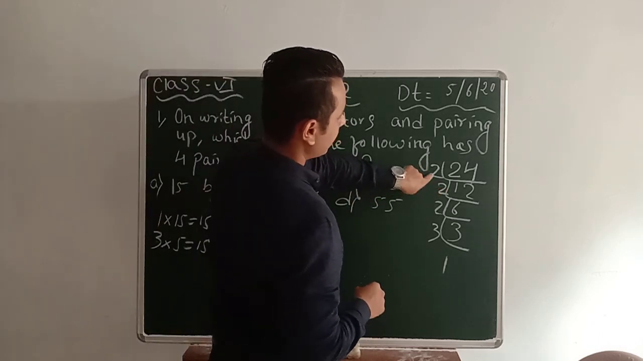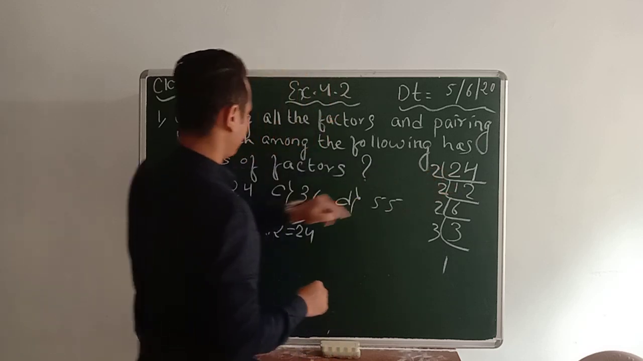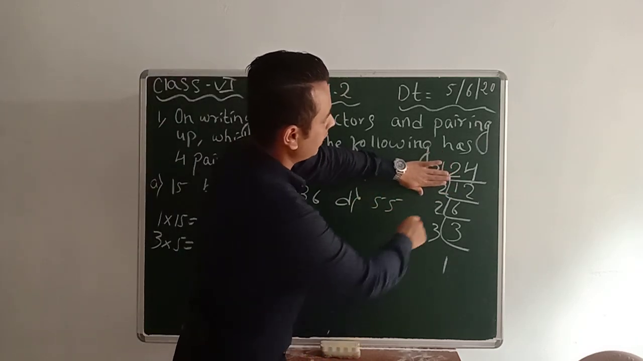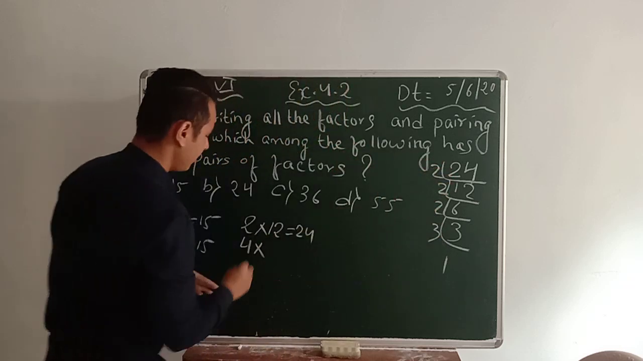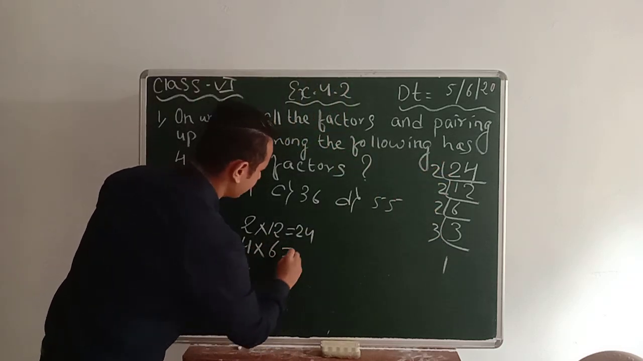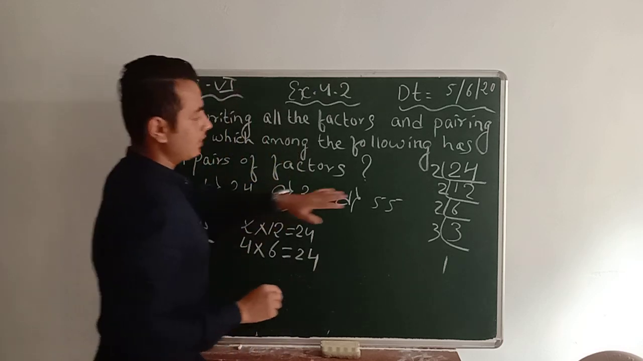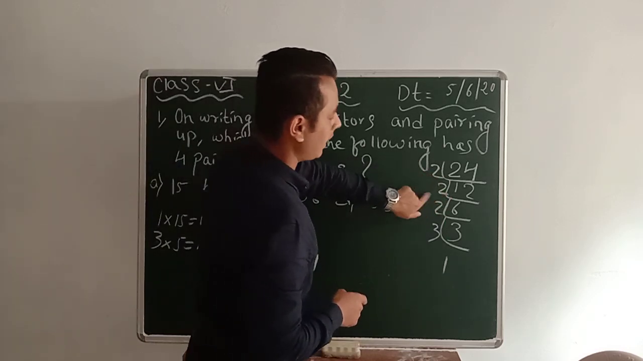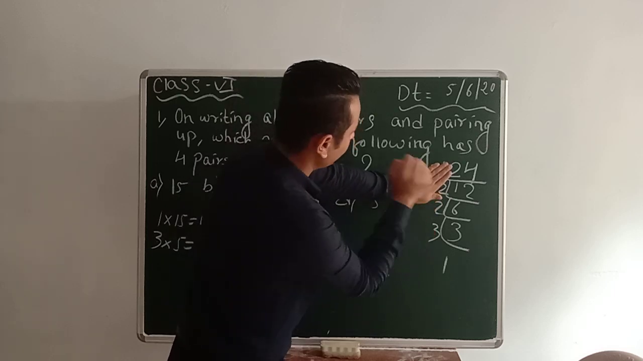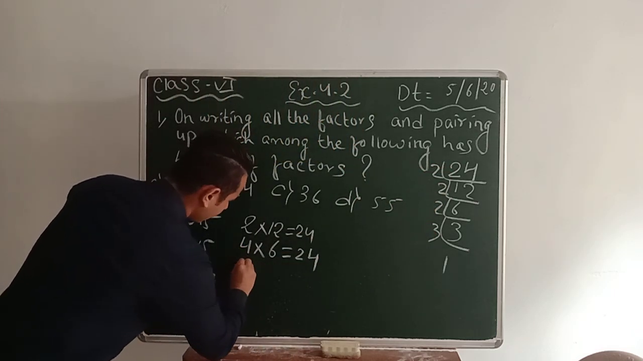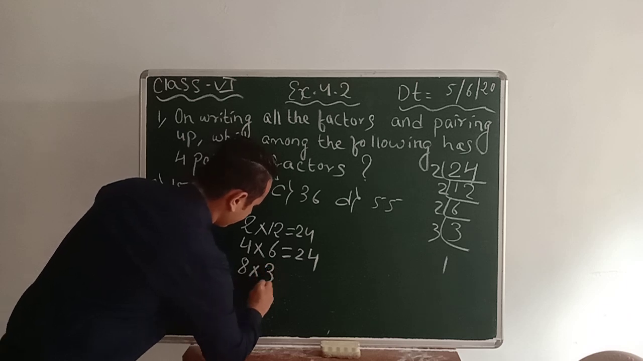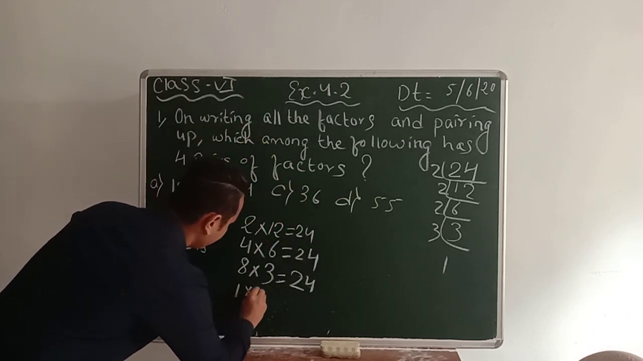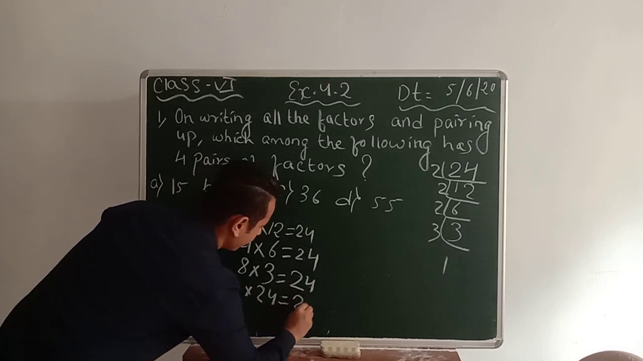Similarly, now take 2 and 2, that means 4. If you hide 4, then the remaining will be 3 2s, 6. That means 4 into 6 is equal to 24. Similarly, now take three 2s: 2 into 2 into 2 gives you 8. If you hide 8, then the remaining will be 3. That means 8 into 3 equals 24, and at last 1 into 24 equals 24.